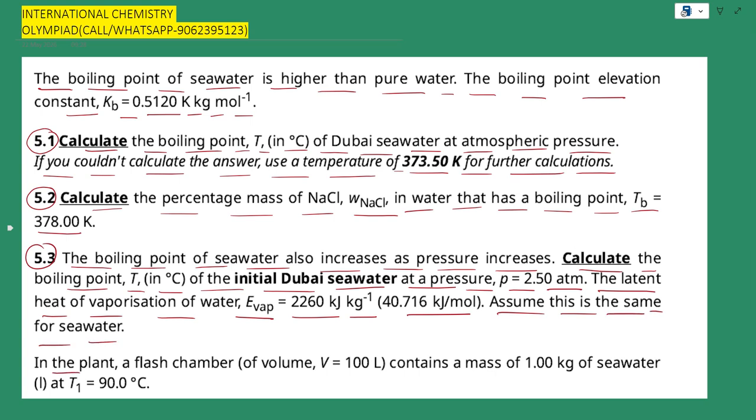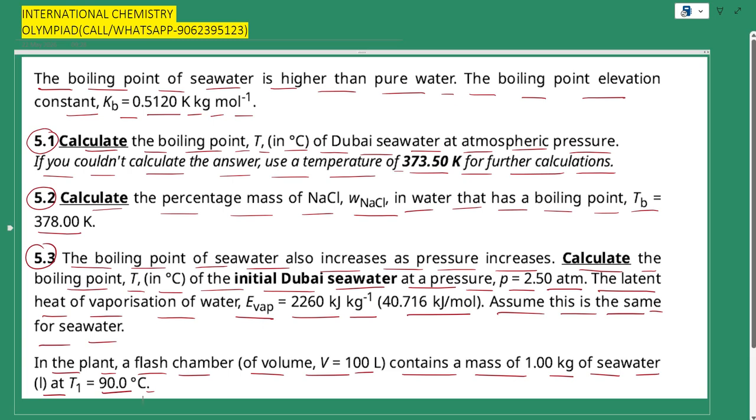In the plant, a flash chamber of volume V equal to 100 liter contains a mass of 1.00 kg of seawater at T1 equal to 90 degrees Celsius. So we will discuss this question. Now, this is a very nice question, I must say.